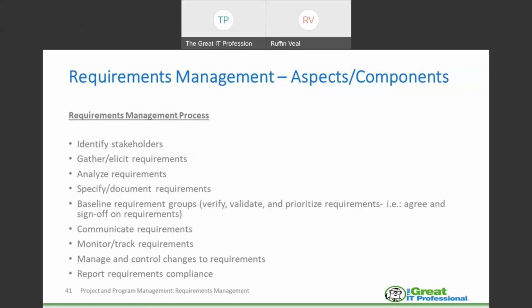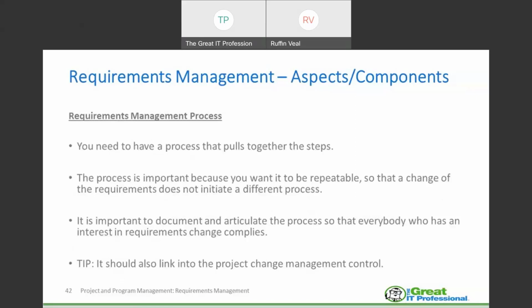We're continuously gathering and eliciting requirements, and we're continually analyzing. But the main outcome that we want is to manage and control those changes, and to monitor those in that process. Other components that we're talking about: we need a process that pulls all of those steps together. We want that process to be repeatable. These are things to keep in mind when we're putting that process together. We want documentation that articulates that particular process.